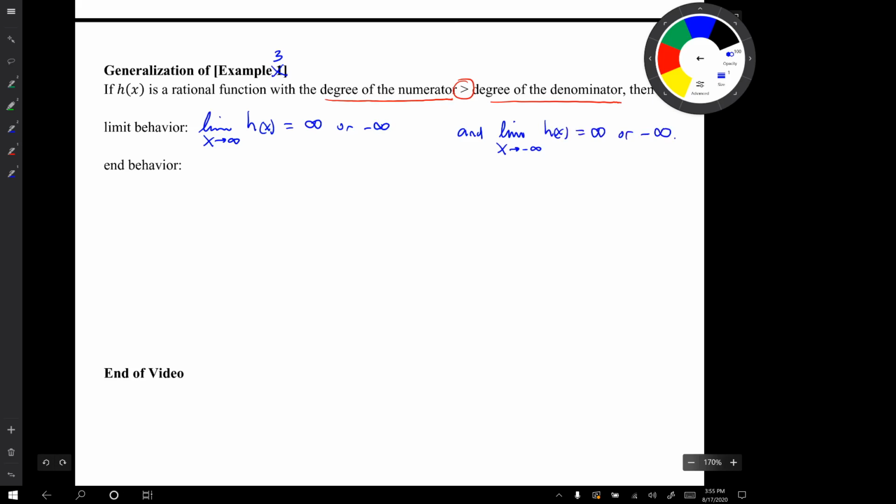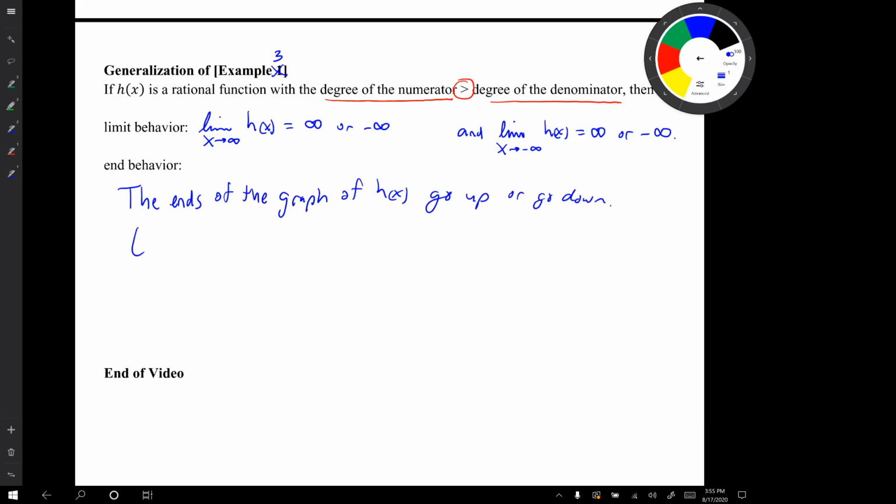So again, the generalization is, for some functions of this type, the limits will turn out to be infinite. Sometimes they'll turn out to be negative infinity. But they will never turn out to be 0 or to be some finite number. So what's the end behavior? Well, the end behavior is that the ends of the graph go up or down. So the right end of the graph goes up or down, and the left end of the graph goes up or down. That is to say, no horizontal asymptotes.